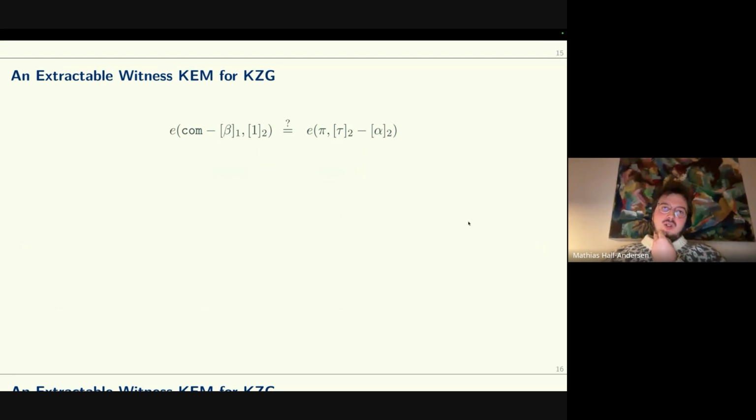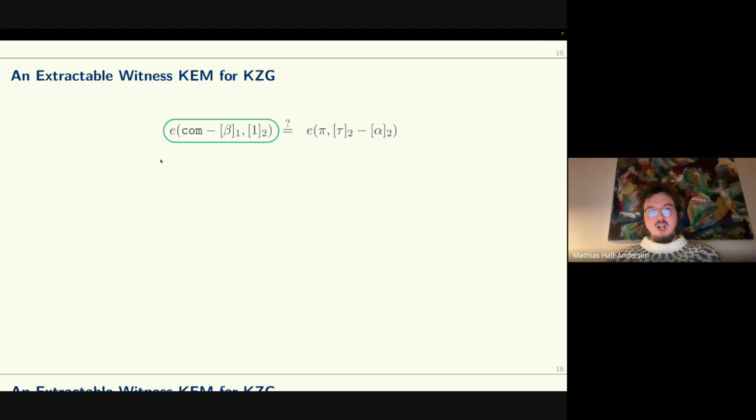Okay, so if you wanted to construct an extractable witness KEM for KZG, the idea is actually not that complicated. The observation here is that on one side, I have something that the encapsulator can compute himself. If you're given a commitment, an alpha and a beta, you can compute this side by yourself. There's nothing here that you don't know. You know the commitment, you know this beta, so you can put it in G1, and you obviously know one. Whereas this other side depends on this pi that I want to extract, right?